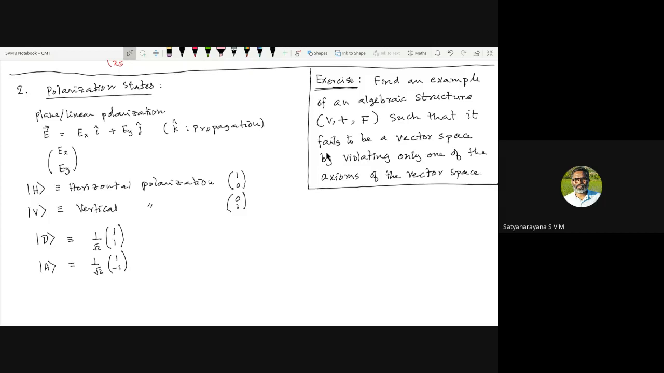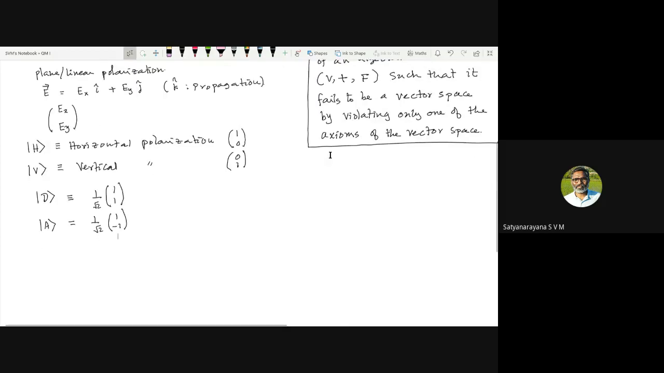Now, the interesting aspect is that in these both components are real numbers, but suppose you want circular polarization. Circular polarization requires a phase shift of pi by 2 between the x and y components. So, for example, left circularly polarized light can be written as 1 by root 2 times (1, -i). And right circularly polarized light can be written as 1 by root 2 times (1, i).